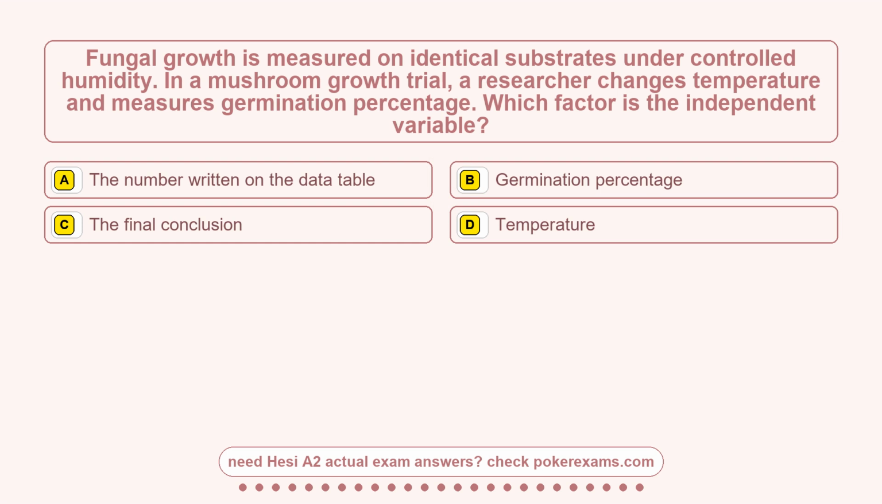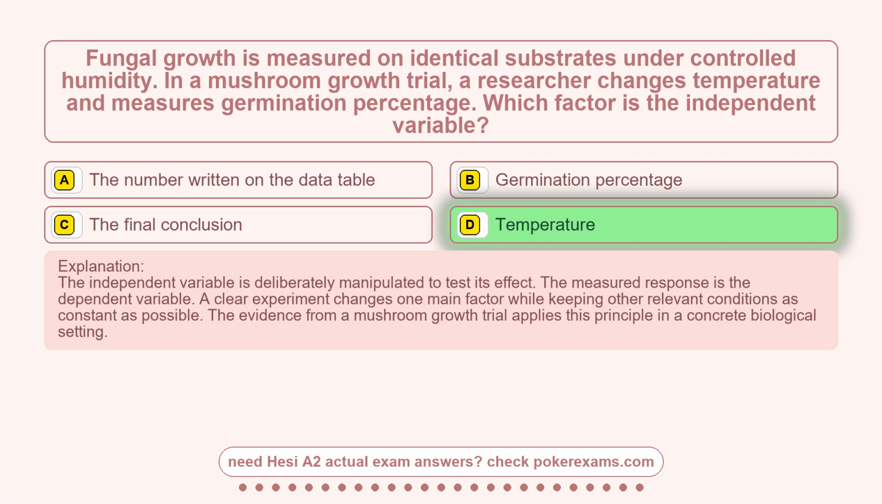Question 12. Fungal growth is measured on identical substrates under controlled humidity. In a mushroom growth trial, a researcher changes temperature and measures germination percentage. Which factor is the independent variable? Option A, the number written on the data table. Option B, germination percentage. Option C, the final conclusion. Option D, temperature. The correct answer is option D, temperature.